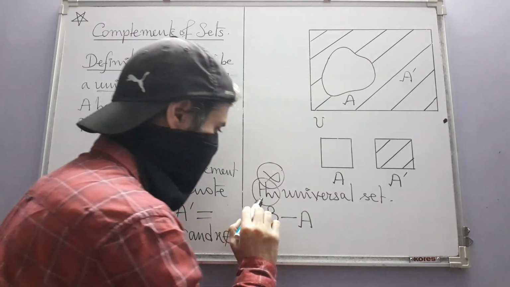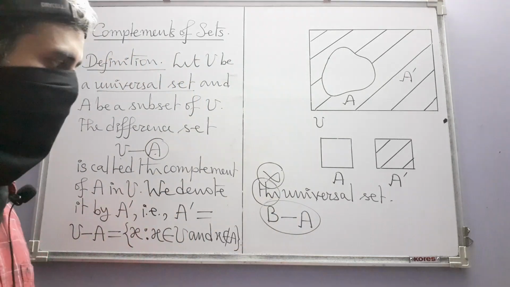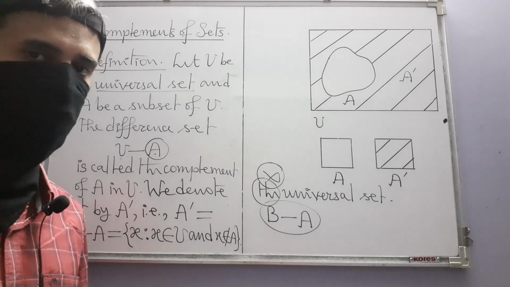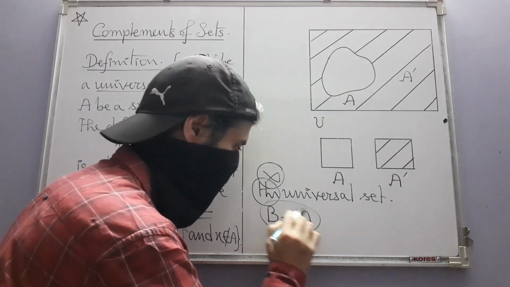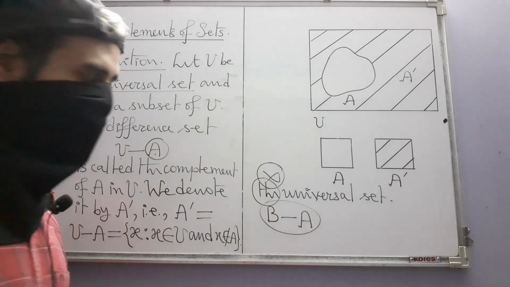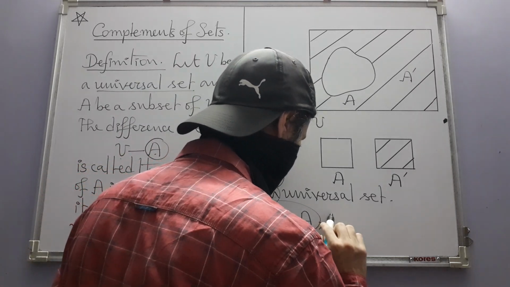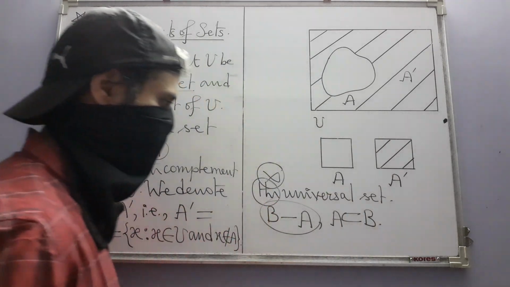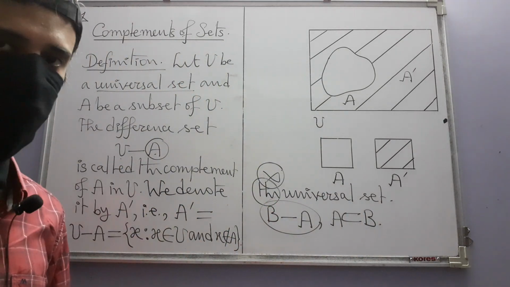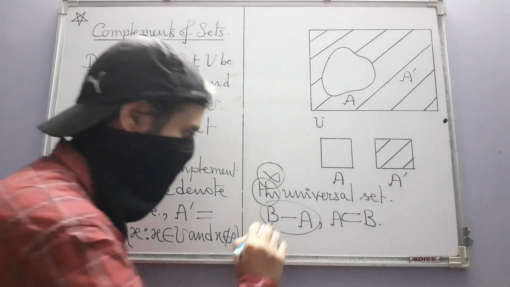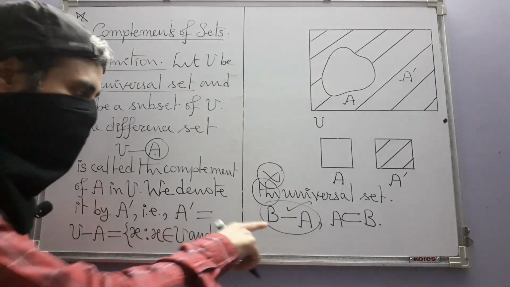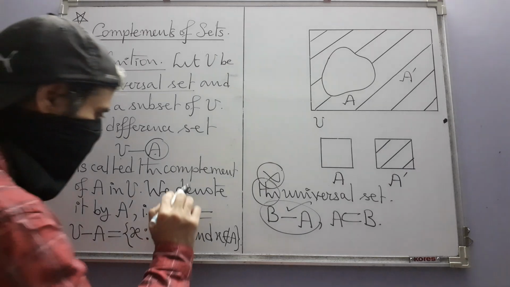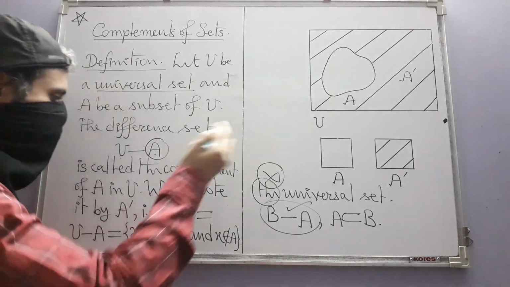Now, if you just simply say B difference A without saying anything else, this just means that B and A are any sets. But in that case, we won't say that this is the complement of A in B. The extra condition that should be there is that A is a subset of B. A must be sitting inside B as a subset. In that case only, this difference is called the complement of A in B. Okay, and it is denoted by A prime.